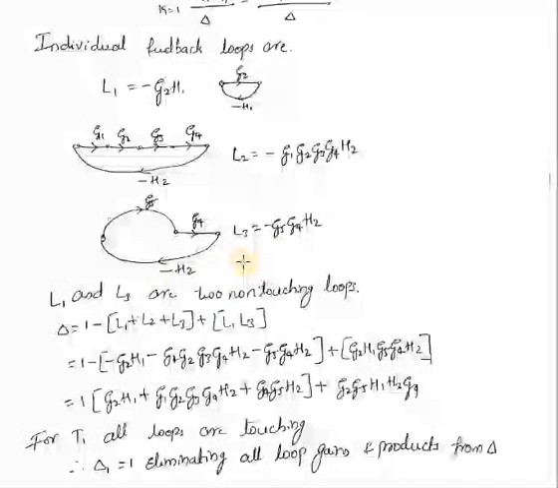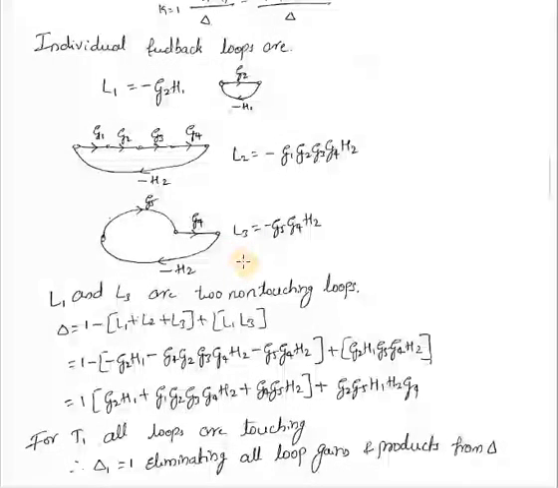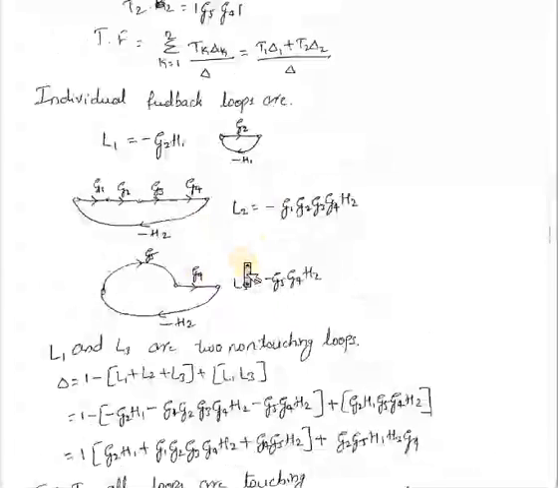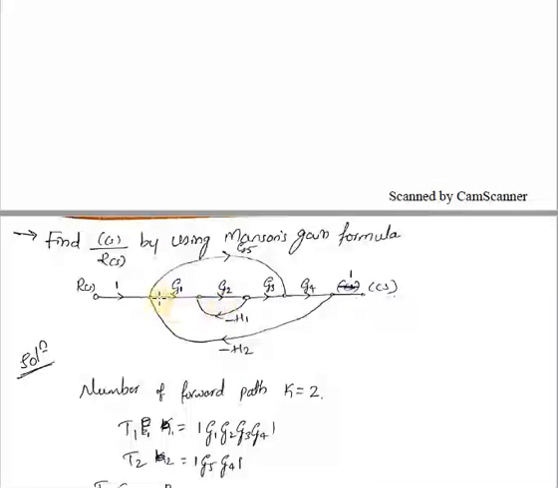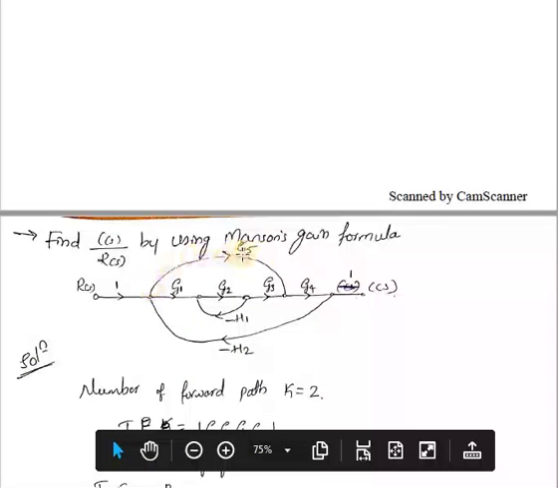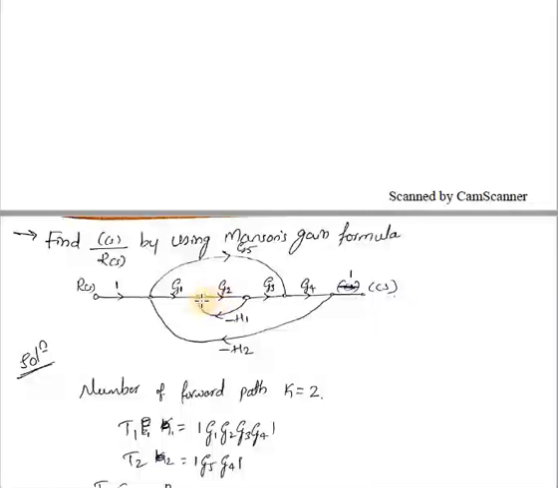This is the identification of the individual loops. Then identifying the two non-touching loops. So here, this is my L1, this is my L2 and this is my L3. If I consider the combination of L1 and L2, L1 is this and L2 is this. That means here they are sharing these two nodes, so we cannot say that they are non-touching loops.